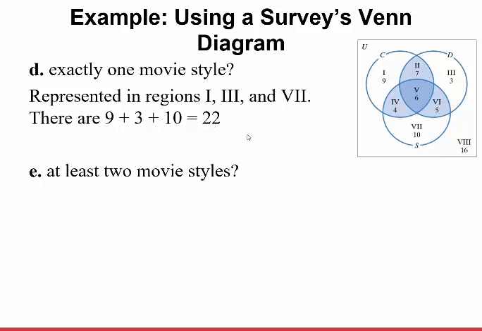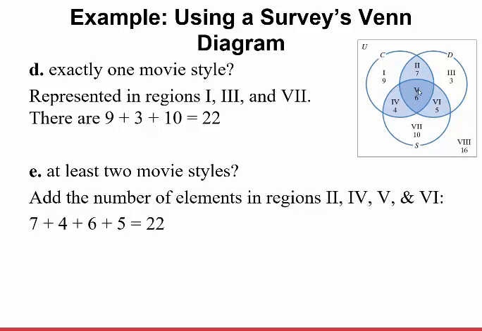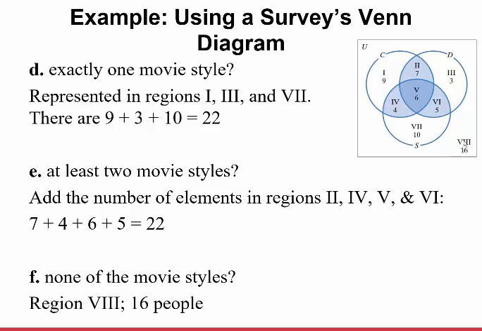At least two movie styles? Well, that would be here, here, and here because this 3 is at least 2. So that would be the regions 2, 4, 5, and 6. Well, that's 7 plus 4 plus 6 plus 5 also gets me 22. And people who like none of the movie styles, well, that's the people outside in region 8. That would be 16 people.